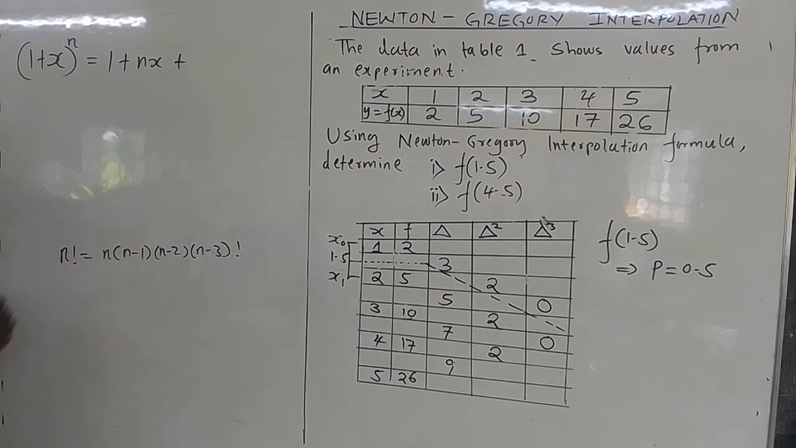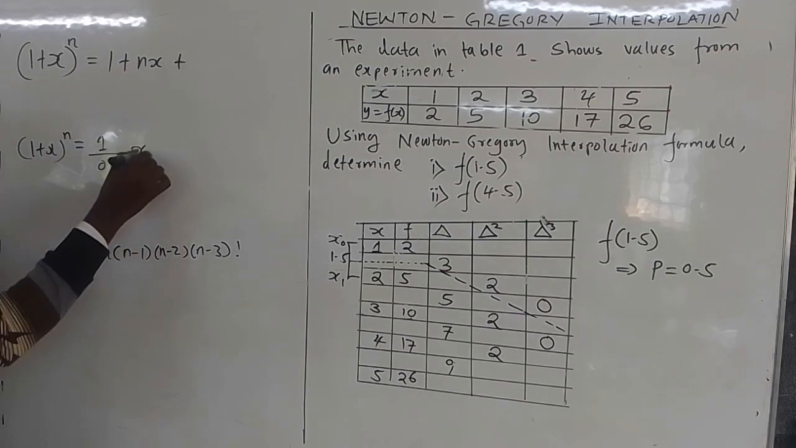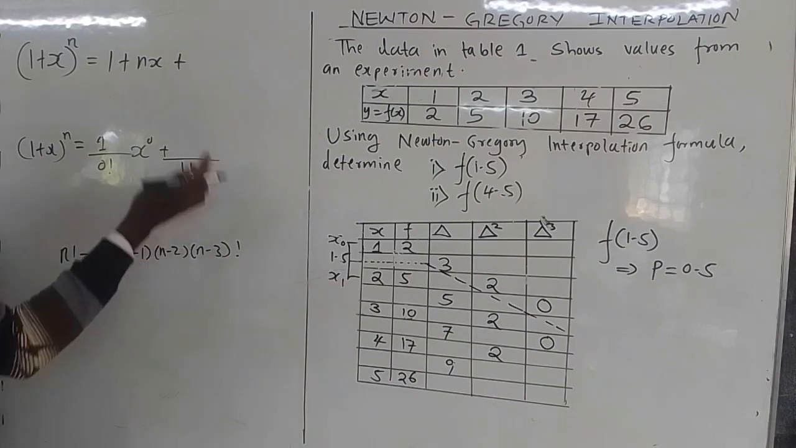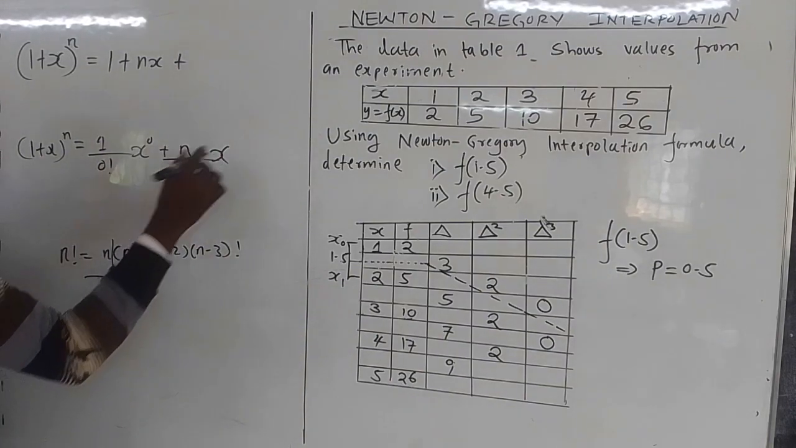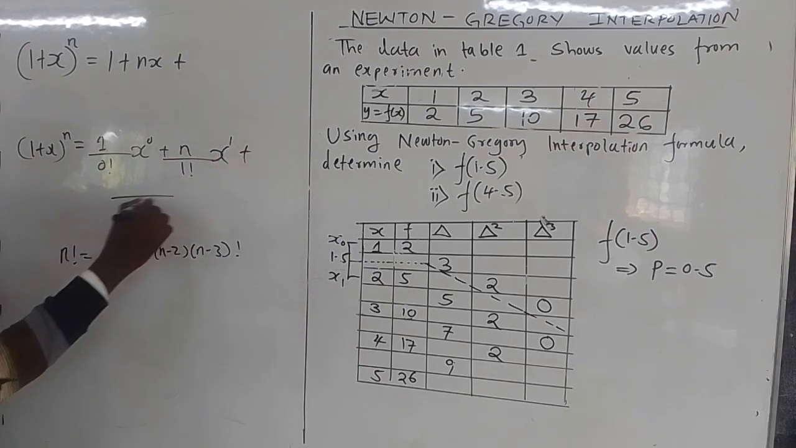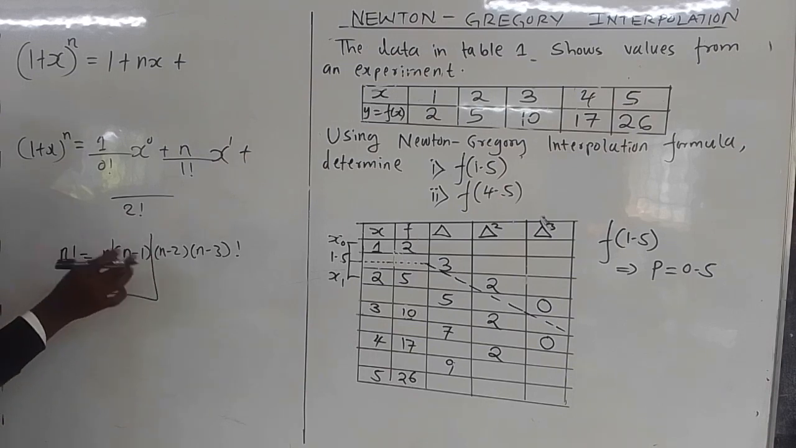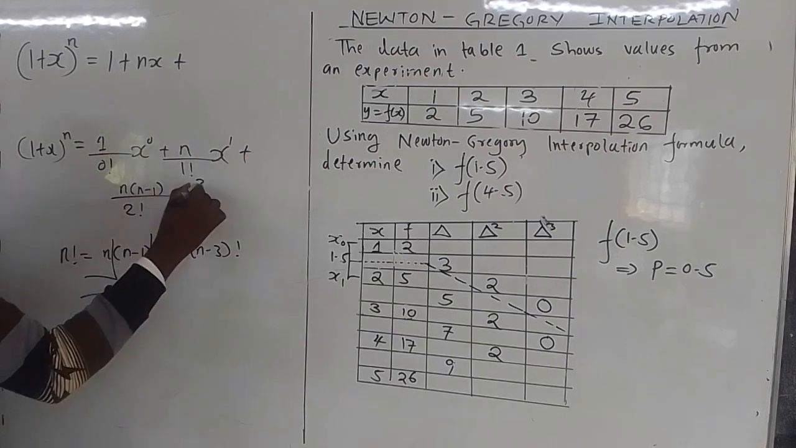So when you are expanding 1 plus x raised to power n, you start from 0 factorial, which means there is no term in the numerator, then your x is raised to power 0. Then when you have 1 factorial, there is 1 term in the numerator, and that term is n. Then your x is raised to power 1. Then plus, when you have 2 factorial, there are 2 terms in the numerator, and those 2 terms are n and n minus 1. Then your x is raised to power 2.